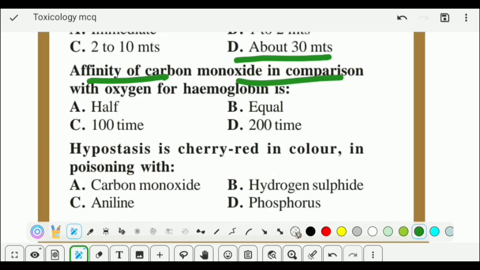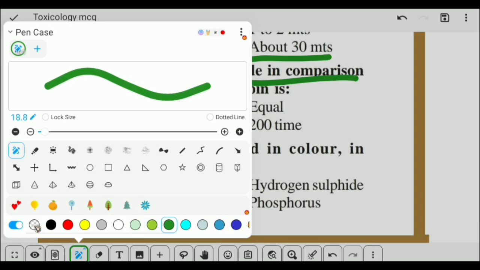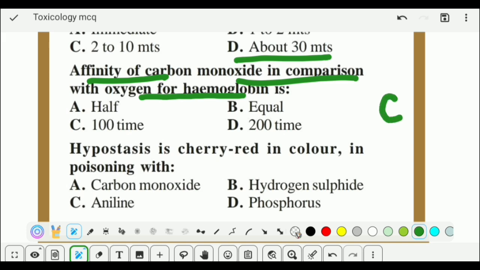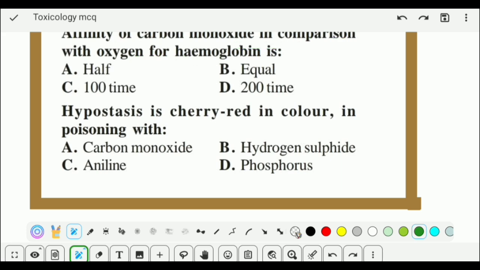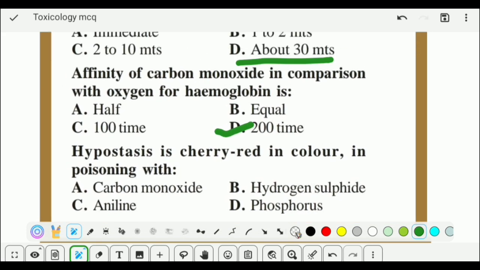Then the affinity of carbon monoxide in comparison with oxygen for hemoglobin is. Carbon monoxide leads to the formation of carboxyhemoglobin. Death via carbon monoxide occurs when coal or some carbon containing compound is burnt in a closed room. Due to asphyxia, death of the person mostly occurs. The answer will be 200 times. So the affinity of carbon monoxide to bind with hemoglobin is 200 times greater than that of oxygen itself.